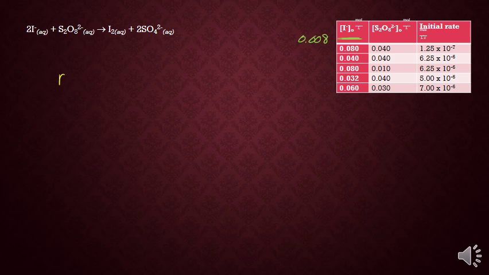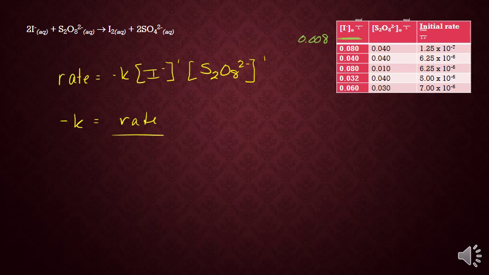We know that the rate law is rate equals negative K times the concentration of I, which we already know is to the first order, and the concentration of the second reactant, which is also to the first order. I'm going to go ahead and rearrange for K. Now I'm going to substitute my values in from the first experiment.